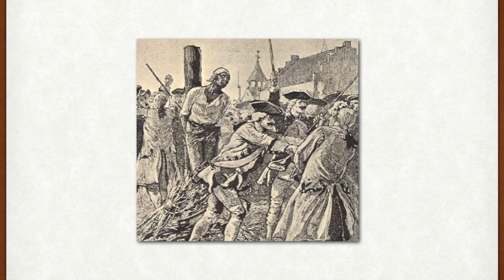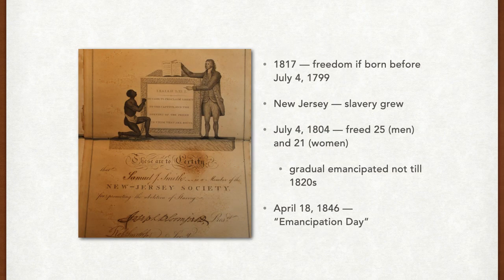And here's an example of a black man being tied to some sort of pole, maybe getting abused, and a couple men trying to fight his abuser in New York. And this picture is of the New Jersey Abolitionist Society. This is from a book of maybe speeches and pictures and things talking about freeing slaves. So again, in New York, freedom was passed if you were born before the 4th of July, 1799.